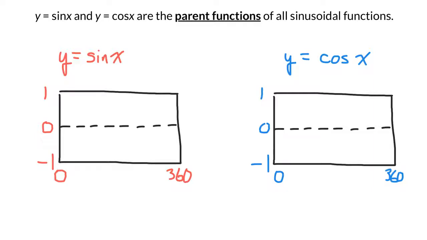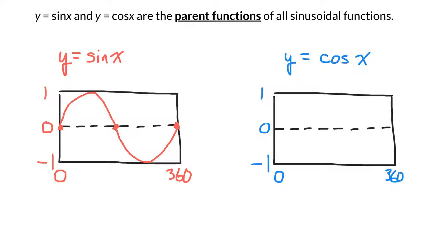The sine curve starts on the central axis and ends on the central axis, and halfway through it's also on the central axis. It goes up, reaches its maximum, then goes down, reaches its minimum, and goes back up again. And that's one complete cycle.